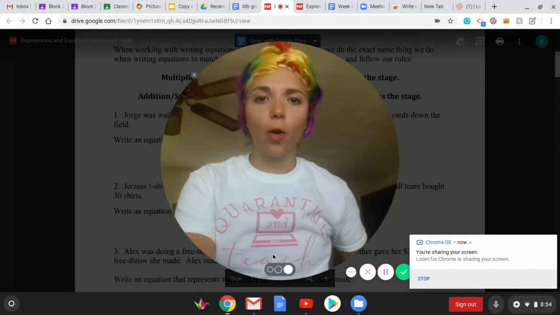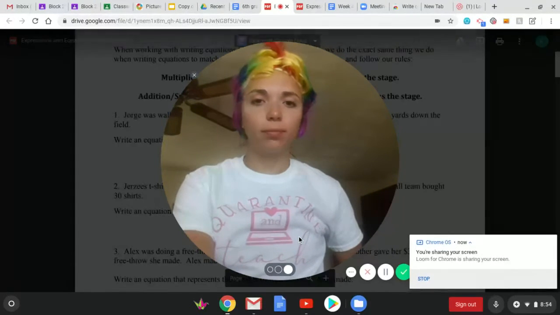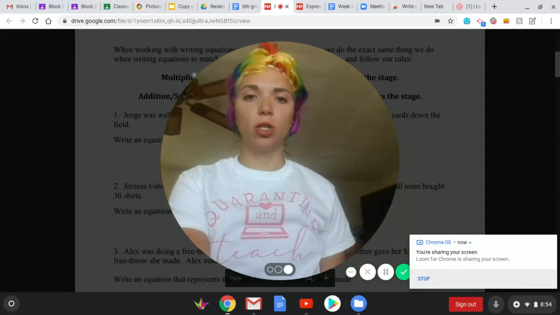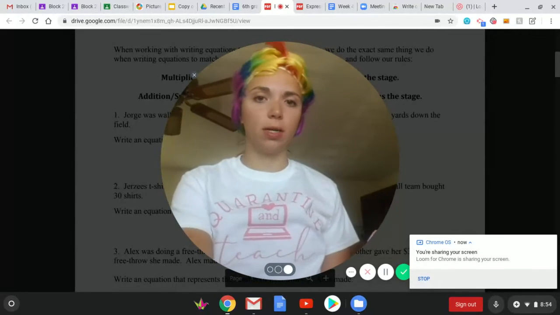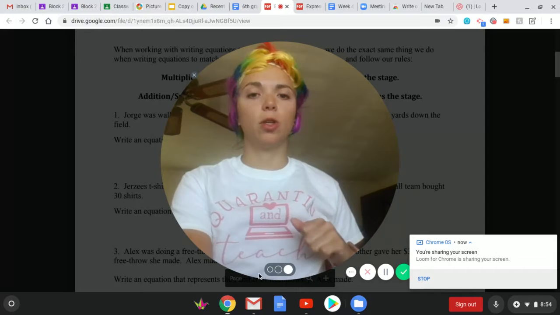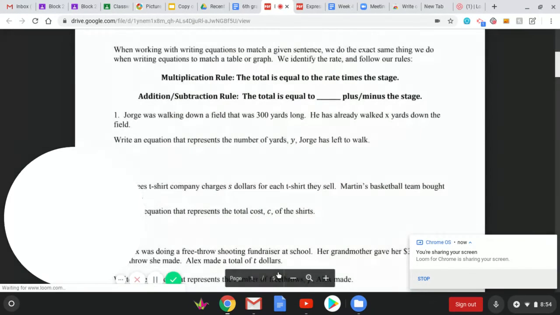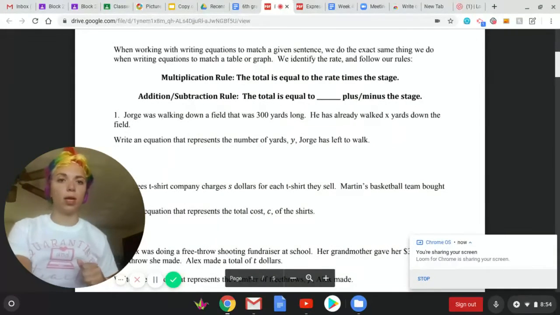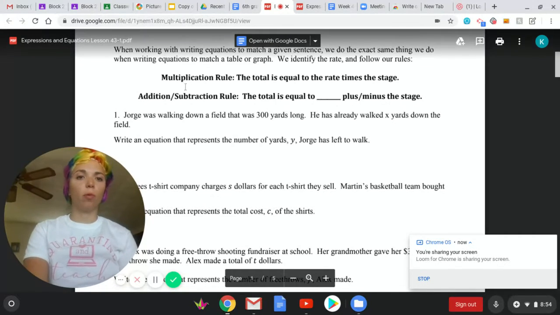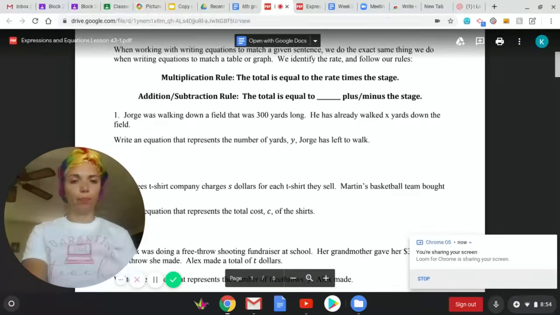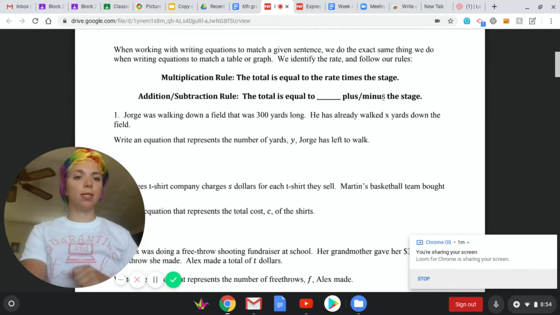Okay, we're going to go on to lesson 43, working with creating equations based on word sentences or story problems. So let's get to it. We're going to go ahead and do 3 problems together before you work on your own. So before we do that, let's read the multiplication rule and the addition and subtraction rule. The multiplication rule is the total is equal to the rate times the stage. The addition and subtraction rule is the total is equal to blank, so some number, plus or minus the stage.